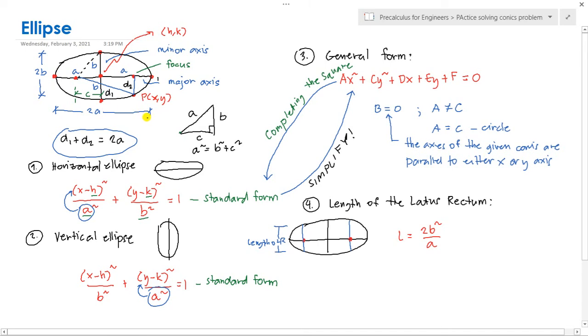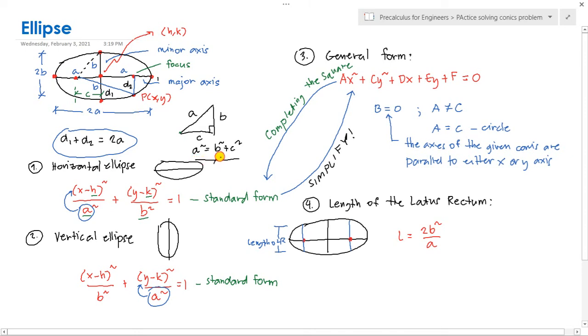Then next is to convert general to standard or standard to general. Then find the length of the latus rectum. Of course, there are other problems that require you to find the coordinates of, let's say, the focus. So again, you need the variable c, because c is the distance from the center to the focus.